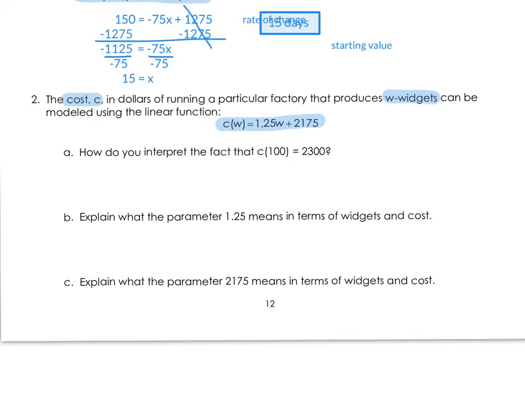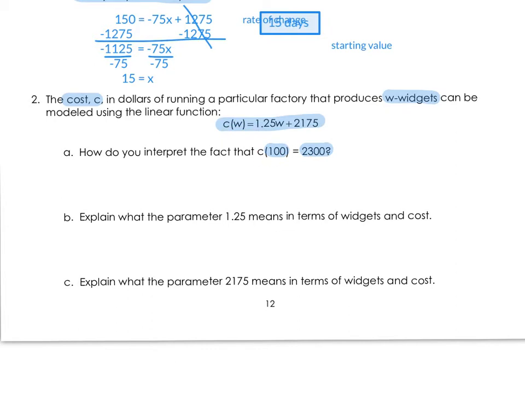How do you interpret the fact that C of 100 equals 2,300? So what this question is asking for is I'm seeing a value in place of my W here, the 100 is in place of where a W would normally be. And then the 2,300 is my C of 100. So what does that mean?